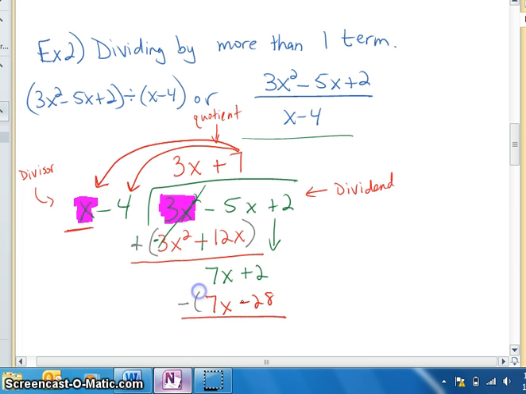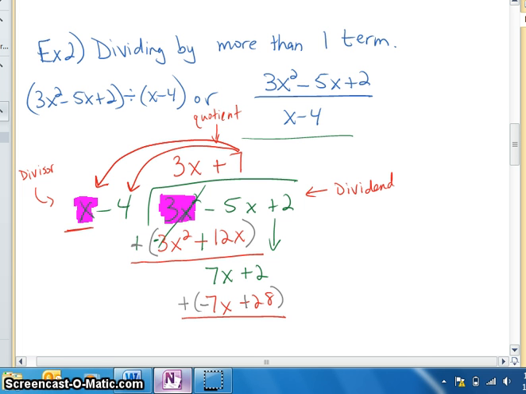I'm subtracting this whole thing. So if it's easier for you, go ahead and distribute this negative. So make this a plus, make that a negative 7x, make this a plus 28. That's how I like to do it. I like to add much more than I like to subtract.